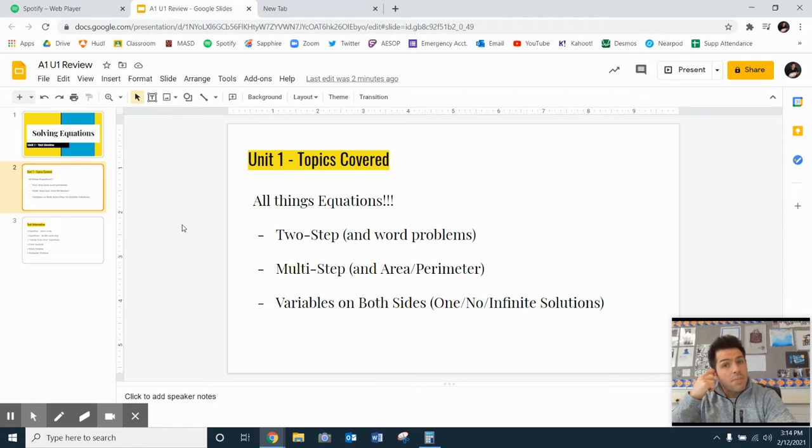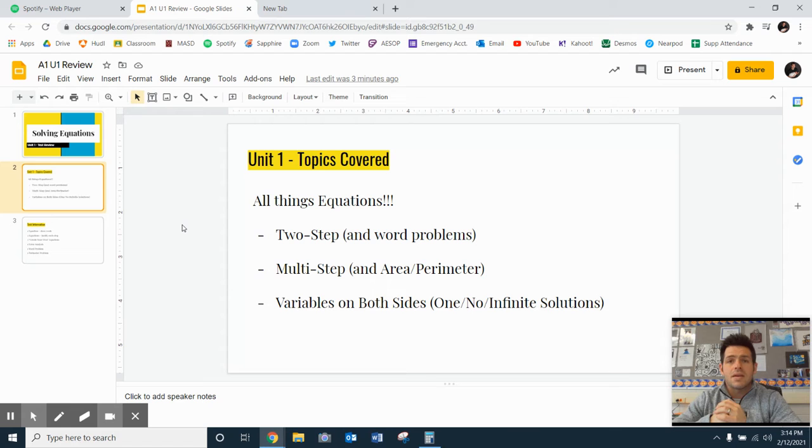And then finally, we wrap things up with variables on both sides, and that could include distributing and combining like terms also. But more importantly, with variables on both sides, we know that we would have three scenarios. A scenario that happens a lot, one solution, or the potential for having no solutions or infinite solutions when our variables get subtracted or added away from each other. So those are the topics that we've covered within our checklist.